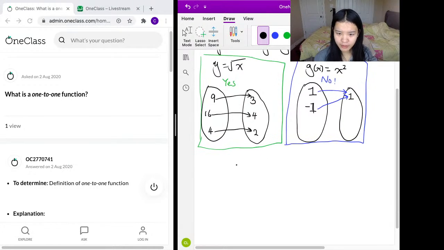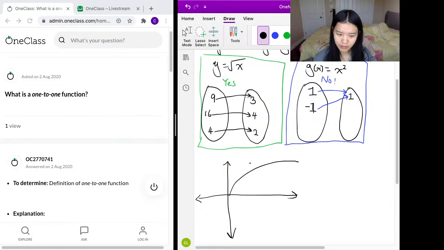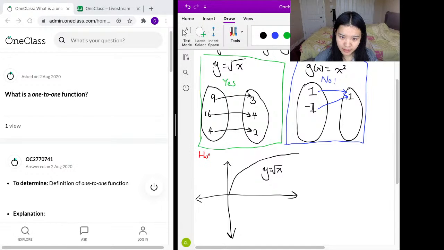So again, first let's graph y equals the square root of x. The graph should be more like this. And this is the graph of y equals the square root of x. How do you know this is a one-to-one function? Another test that's really simple to test whether a function is a one-to-one function when you have the graph of it is called the horizontal line test.